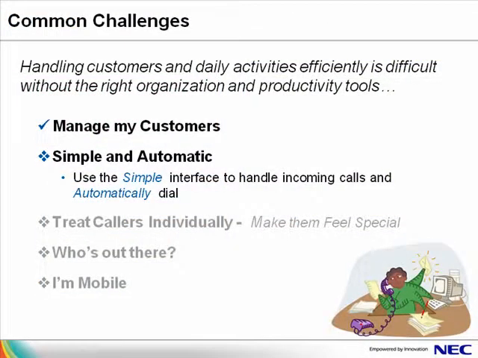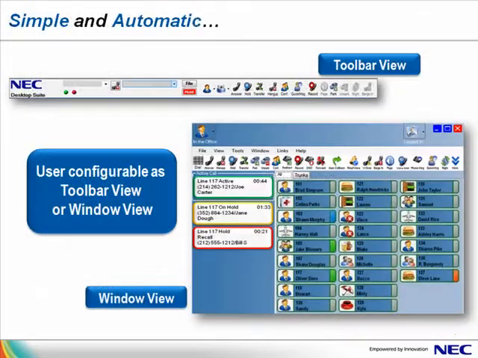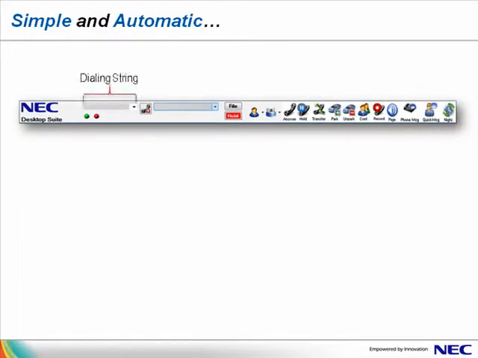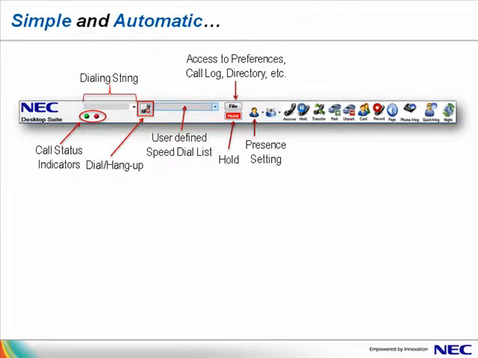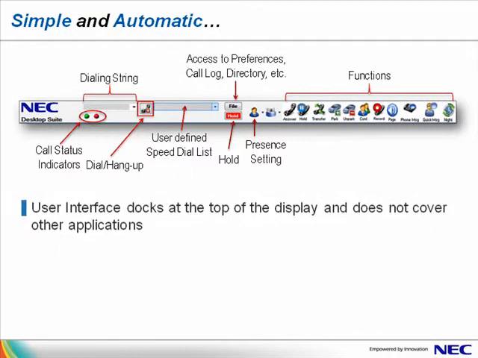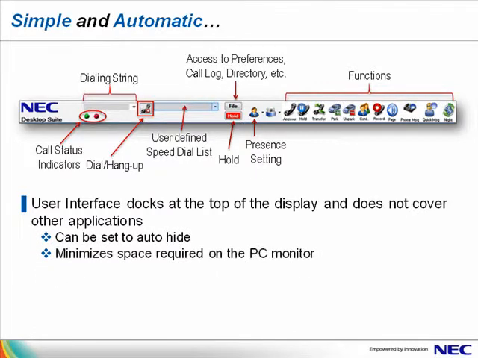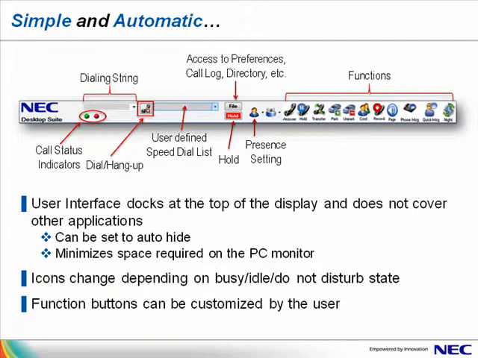We've seen how UC Desktop Suite can help you manage your customers. How simple is it to use? For your convenience, UC Desktop Suite can be configured as a toolbar or window. The toolbar view consists of a dialing string, call status area, dial or hang up button, speed dial list with redial access to the last 20 calls, file button for preference setup, call log, directories, hold button, presence setting, and telephone functions. The toolbar user interface layout is designed to take up a minimum amount of space on the desktop.